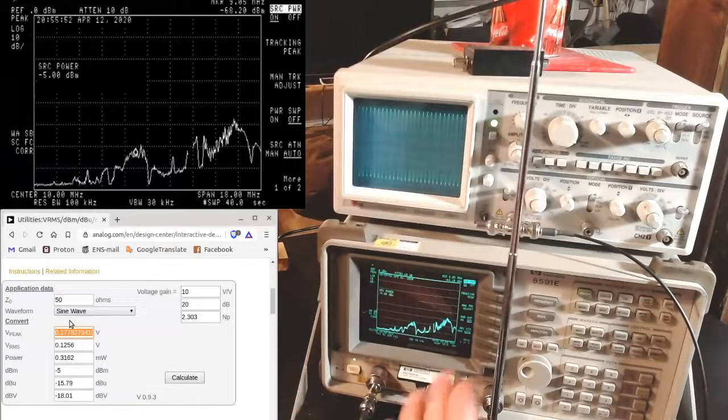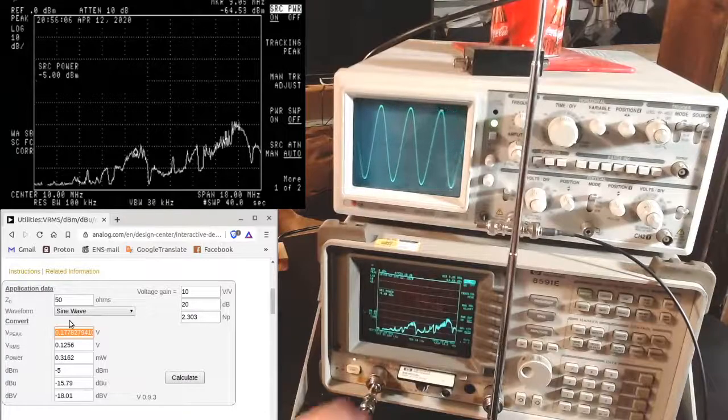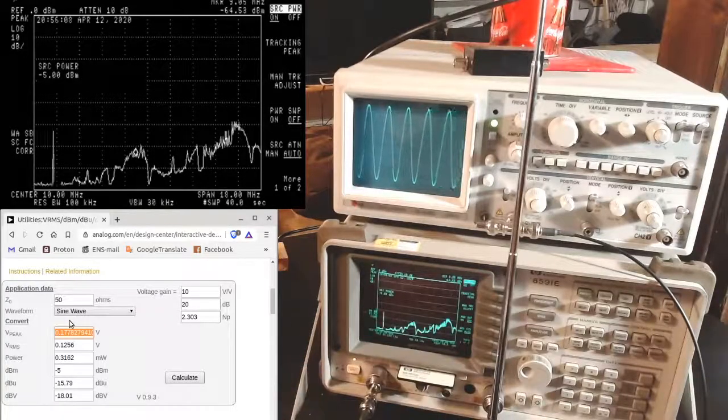So the nice thing, and that's the point of having a tracking generator in your spectrum analyzer, is that you can follow the internal frequency of the spectrum analyzer, output it with the tracking generator, but also control its power in a rather precise way.